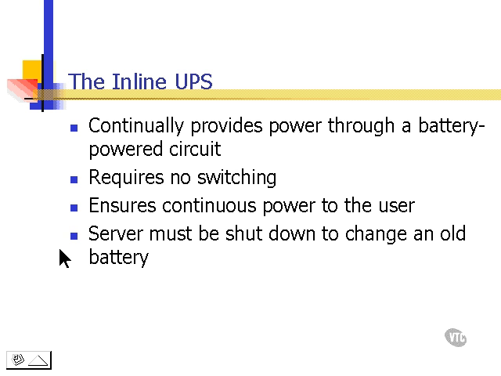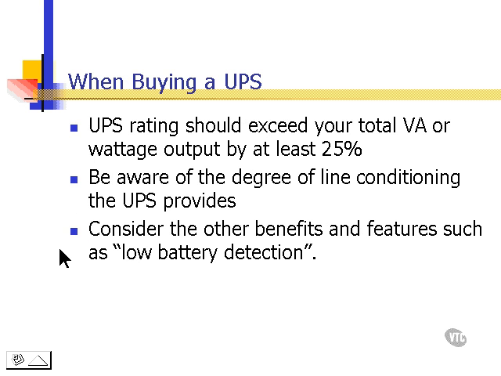If you're in charge of buying a UPS, some other things to keep in mind would be that the UPS rating should exceed your total volt amperage, or what's also called wattage, by at least 25%. Be aware of the degree of line conditioning that the UPS provides. And also consider other benefits and features such as low battery detection, which lets you know that a battery might need to be replaced.